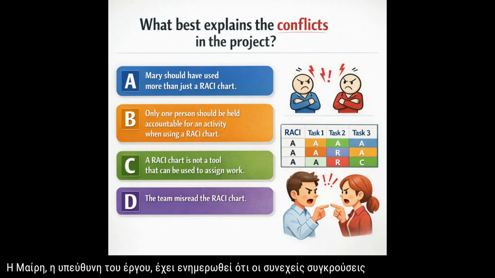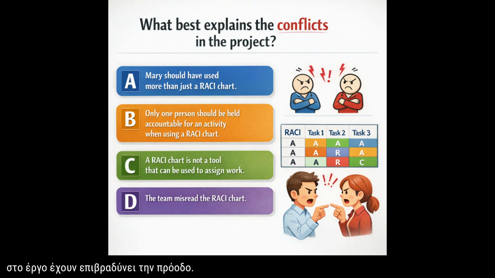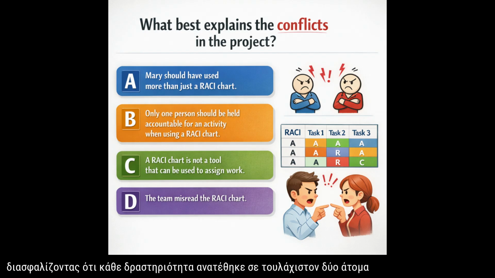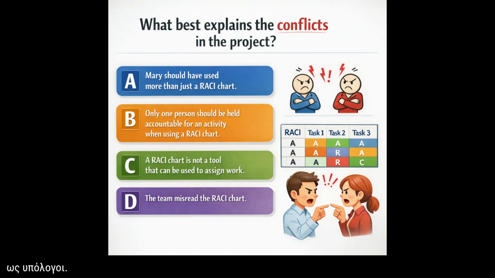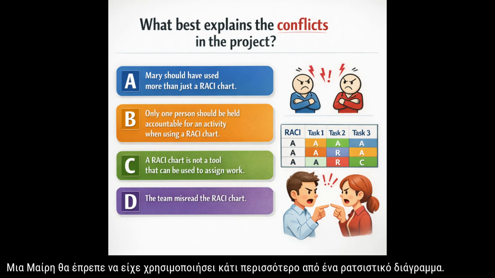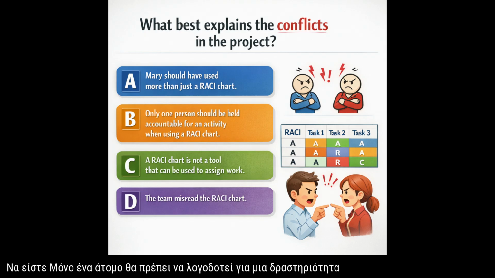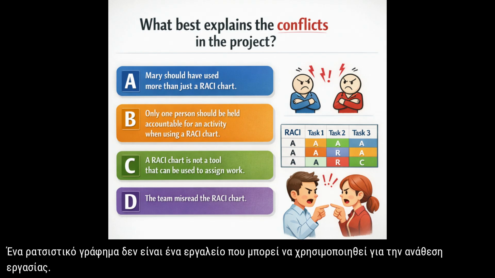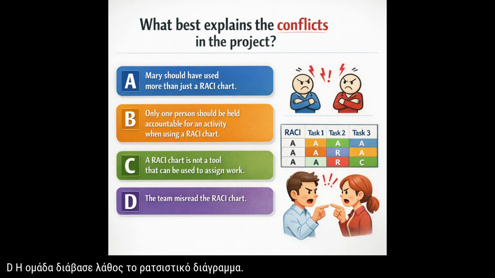Mary, the project manager, has been informed that constant conflicts in the project have slowed progress. She used a RACI chart to assign roles and responsibilities, ensuring that each activity was assigned to at least 2 people as accountable. What best explains the conflicts in the project? A, Mary should have used more than just a RACI chart. B, only one person should be held accountable for an activity when using a RACI chart. C, a RACI chart is not a tool that can be used to assign work. D, the team misread the RACI chart.